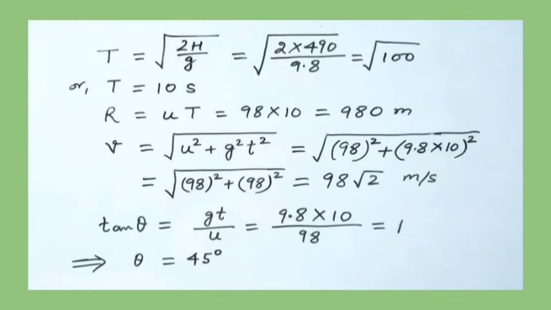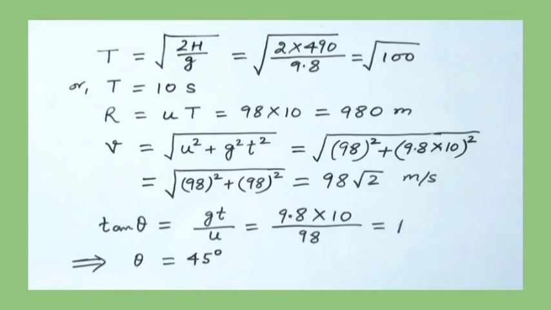Time taken to reach the ground, T = under root 2h by g. Substituting the values, T = under root 2 into 490 by 9.8, which comes out equal to 10 seconds. The distance of the target from the hill, R = u into T = 98 into 10, which comes out equal to 980 meter.